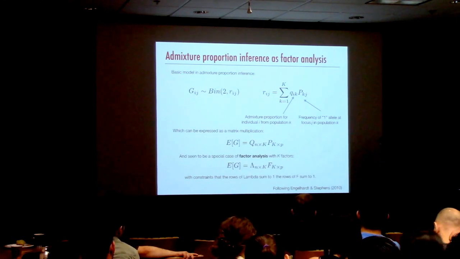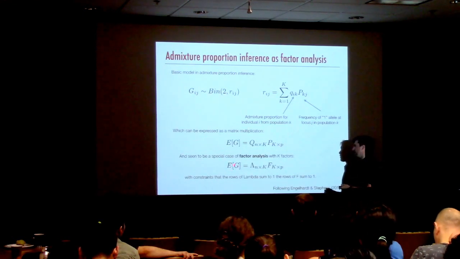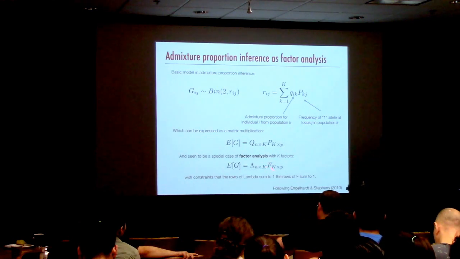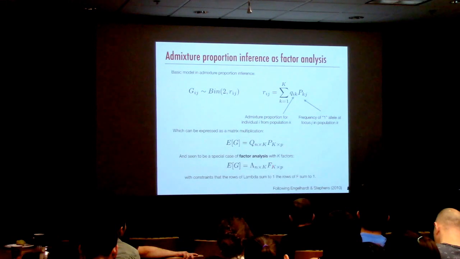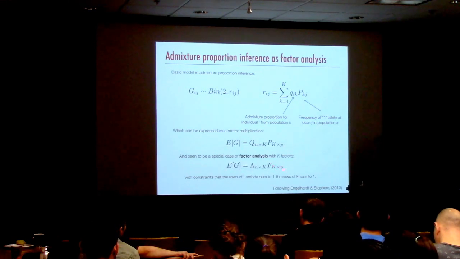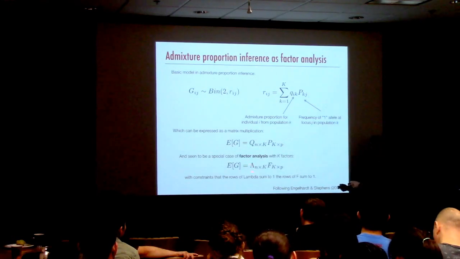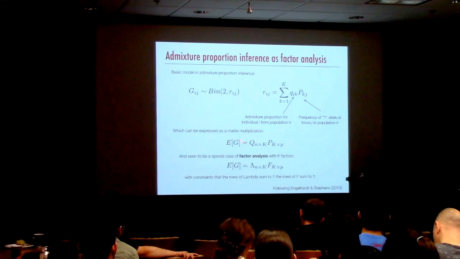Factor analysis is the idea of modeling the mean of multivariate data as a product of 2 matrices, where you have a set of factors, a set of vectors in the feature space, so they're length p, and then a set of loadings per individual. With this structure, it can be seen as a factor analysis.